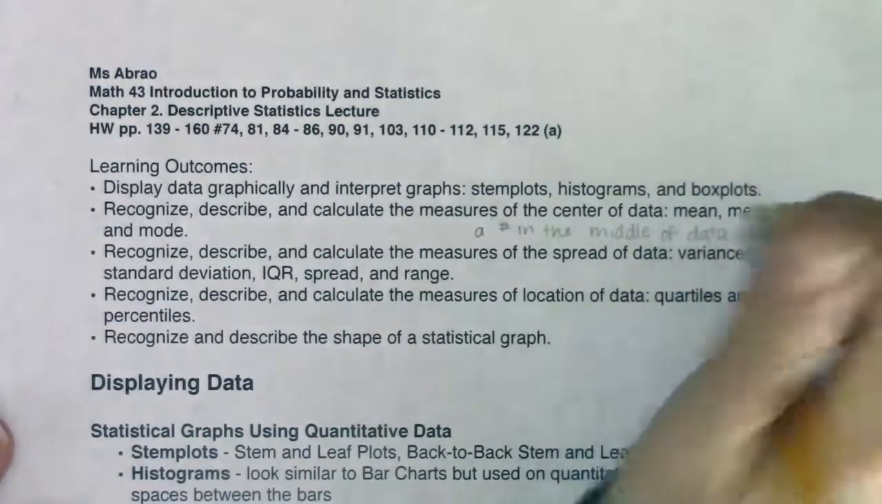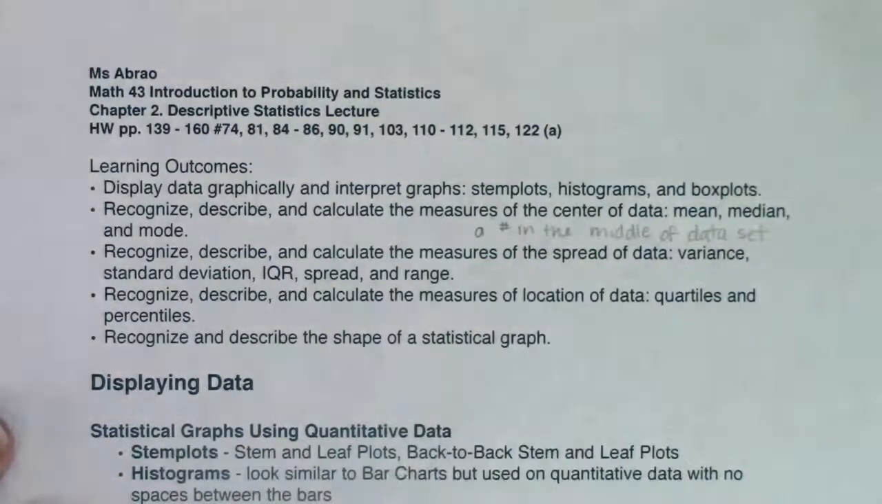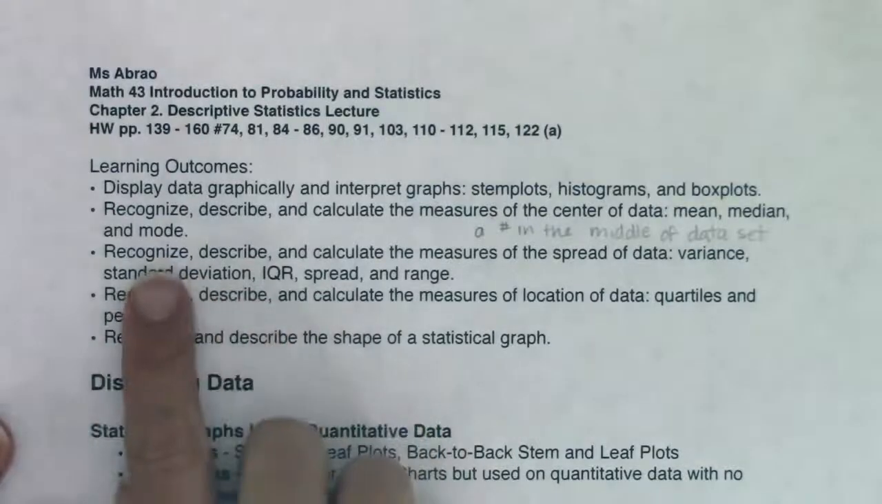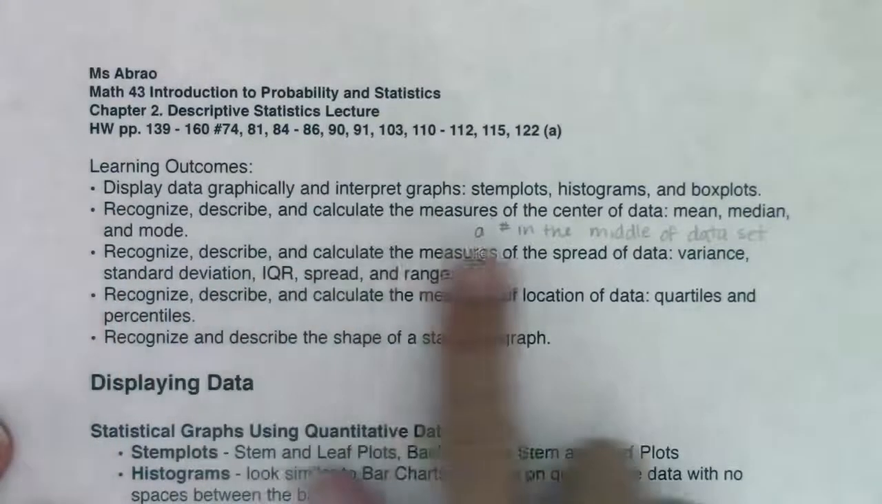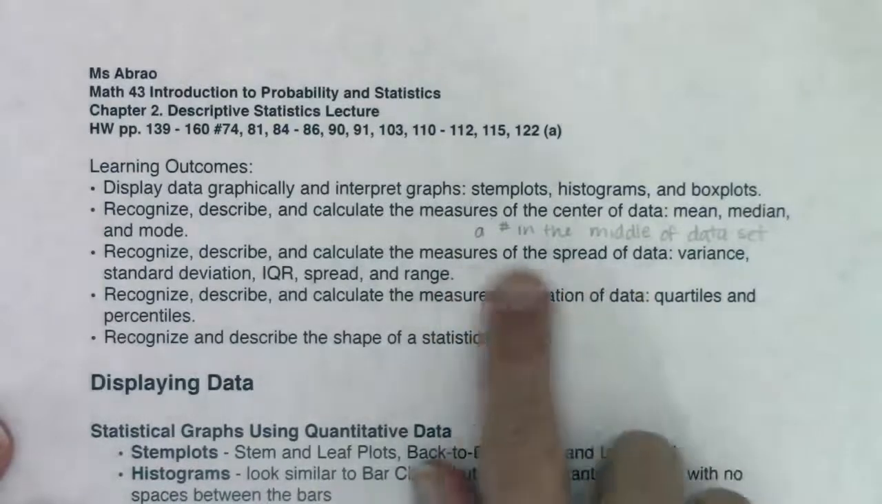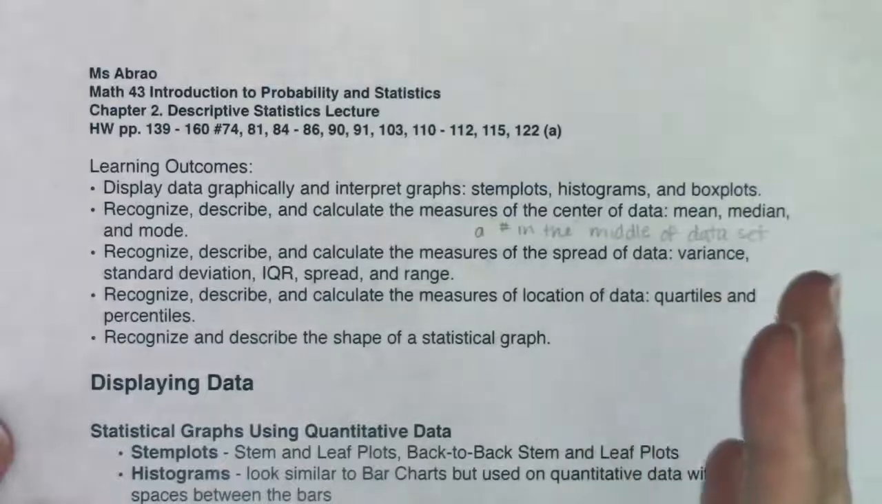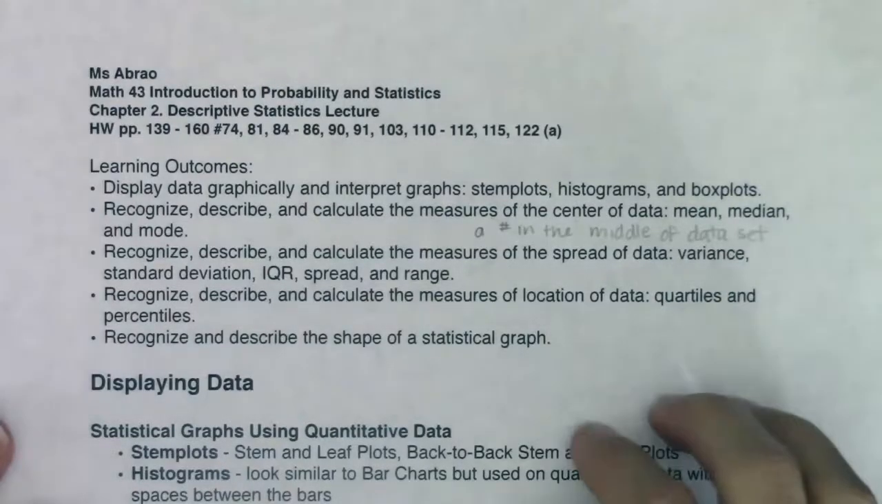Okay, so we can sound really fancy and say measure of center, but it's just saying, hey, where's the middle? Here's a whole bunch of data. Where's the middle of it? Where's the center? The next thing we want to make sure we can talk about is we want to recognize, describe, and calculate measures of spread. And again, a measure of spread, it's just a number, but we have a few different statistics that we can talk about.